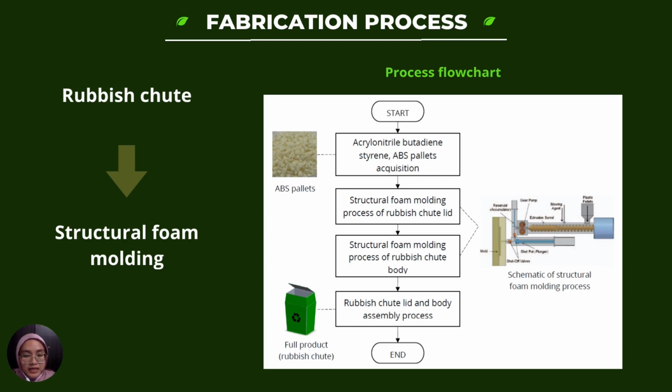Firstly, the ABS pellets are obtained and then structural foam molding will be used to process the rubbish chute lid as well as the body. Lastly, the rubbish chute lid and body are assembled to form the final product.